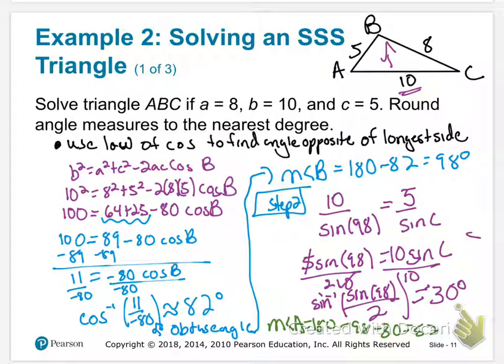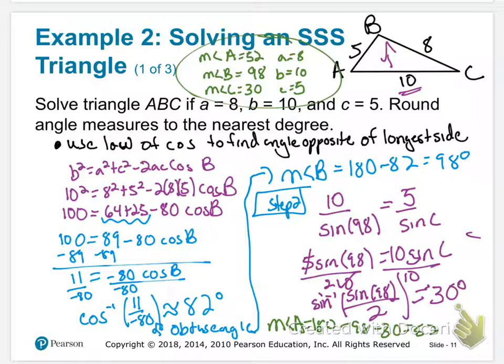So we're going to list these out. The measure of angle A equals 52. Measure of angle B is 82. And the measure of angle C is, I lied, we already found it wasn't 82, we found it was 98. Measure of angle C is 30. And then you guys know the lengths of the other ones. A is 8. B is 10. C is 5. And that is our answer here. Let's do our try it yourself next.